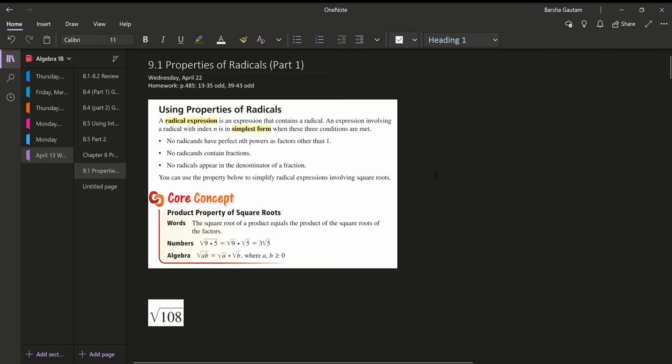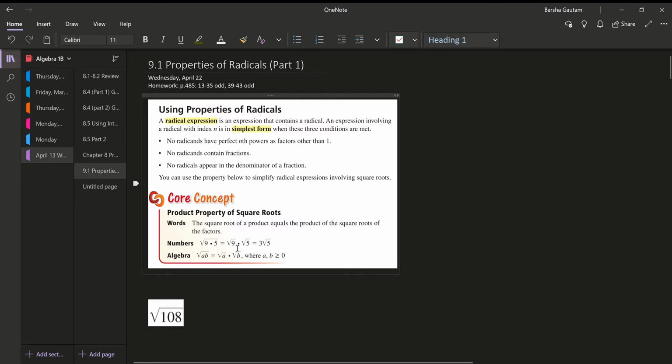Alright, that was a little bit confusing, but in this video you'll learn a little bit about the rules and understand what these rules are. Today we'll be focusing on the product property of square roots. The product property states that the square root of a product equals the product of the square roots of the factors. So for example, say we have root 9 times 5.